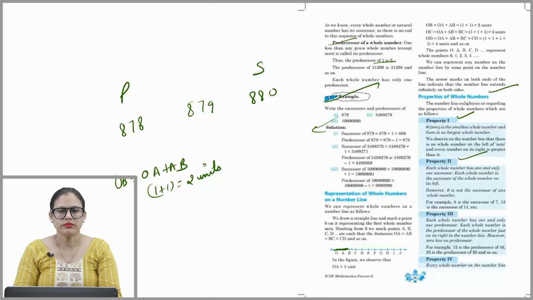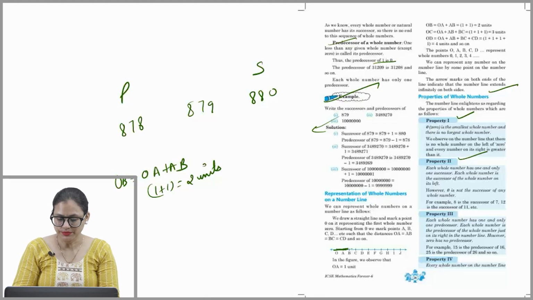Property 2. Each whole number has one and only one successor. Each whole number is a successor of the whole number on its left. However, 0 is not the successor of any whole number. For example, 8 is a successor of 7, 12 is a successor of 11, etc.